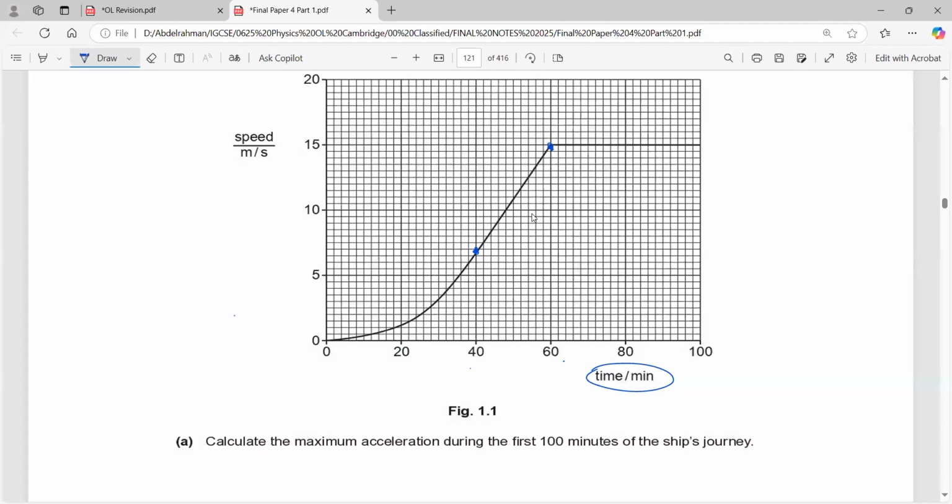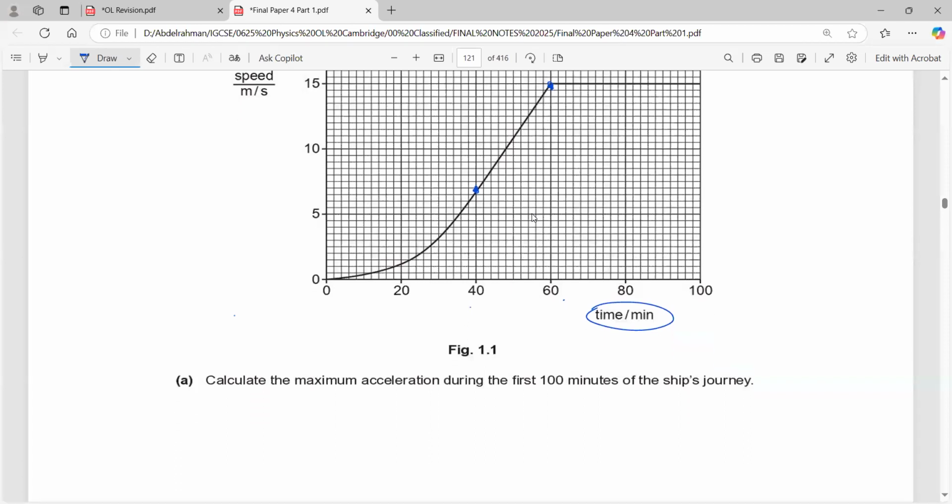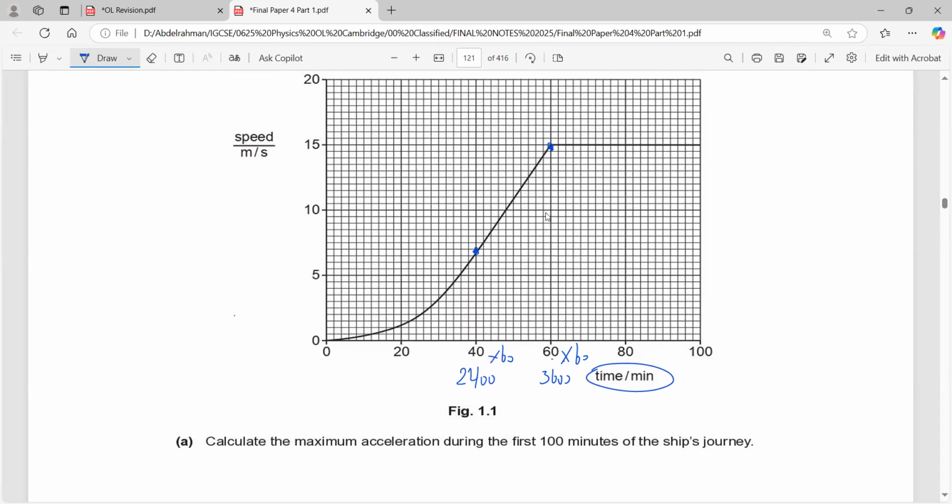Y2 minus Y1 over X2 minus X1. But please take into consideration that this is 60 minutes, so you need to multiply by 60, which would be 3,600 seconds. And then 40 times 60 would be 2,400 seconds. Please do not forget this point. At 60, he had a speed of 15 meters per second. At 40, he had a speed of just below 7, which is around 6.75.